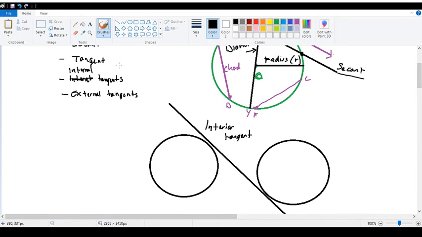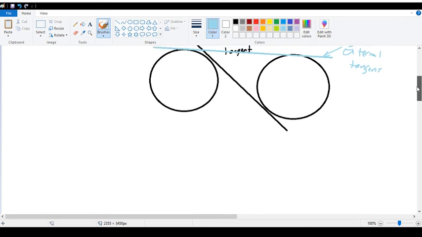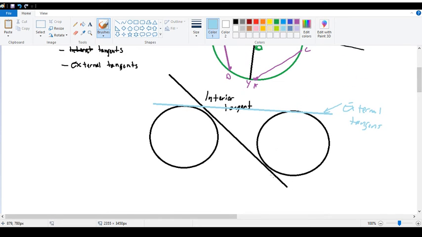Well, what's the difference between that and an exterior tangent? Well, the exterior tangent does not go between those two circles. It's just on the outside. So this right here is what we call an external tangent. All right? Almost done, guys. So anyways, we have the internal tangent and the external tangent.